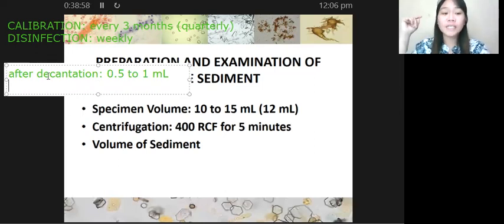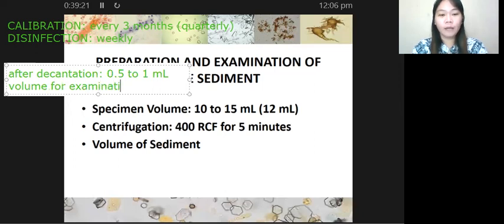And then from your 0.5 to 1 ml, of course, you have to mix it again, para masuspend yung sediments doon sa natirang supernatant na very konti. Okay, so what is the required volume for examination? Volume for examination po natin ay 20 microliters. So yan yung ilalagay natin doon sa slide. So it has to be 20 microliters.